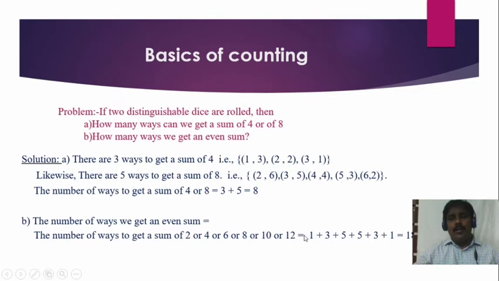So on getting them, 2 means 1 way, 4 means 3, 6 means 5, 8 means 5, 10 means 3 and 12 means 1 way. So the total is 18 ways. So this is the solution for the given problem.